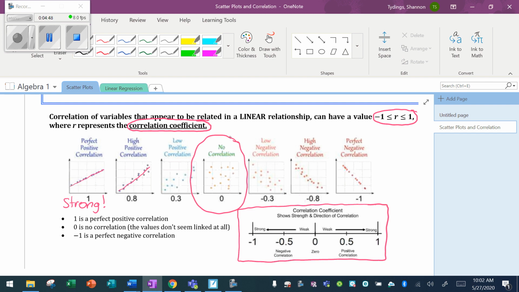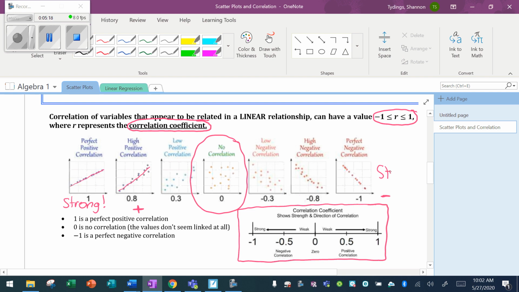As we progress on down, notice that it goes back up. Notice that these are all positive and these are all negative. Those tell us whether it's a positive type trend or a negative type trend. So the sign tells us whether it is positive or negative, and then the number itself, the closer it is to 1 or -1, the stronger it is.